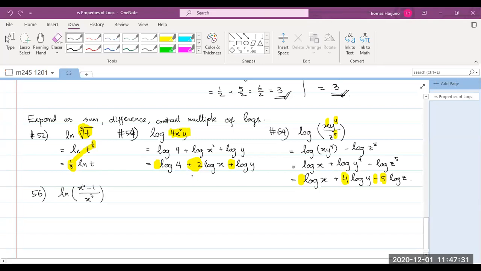Where x is greater than 1. This is just to make sure that the argument has to be positive, right? The argument has to be positive. On the right-hand side, we see that this will be the natural log of the numerator minus 3 times the natural log of x. Is it okay so far?